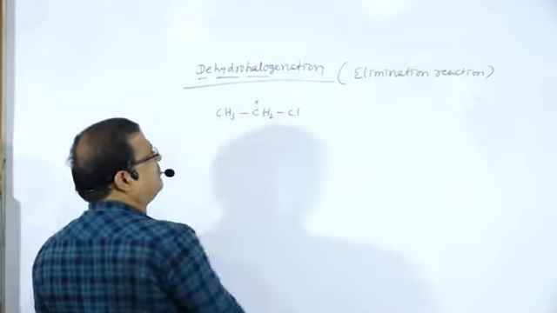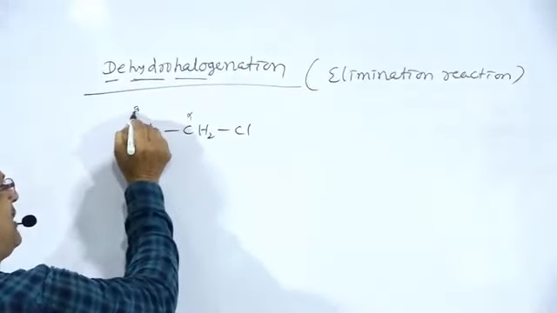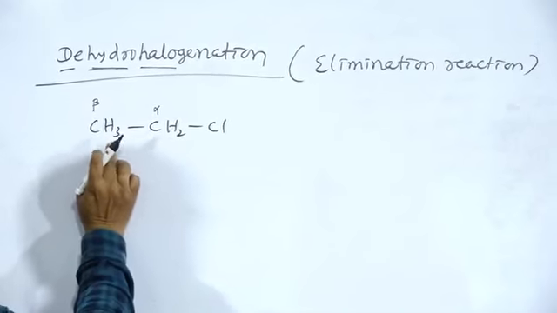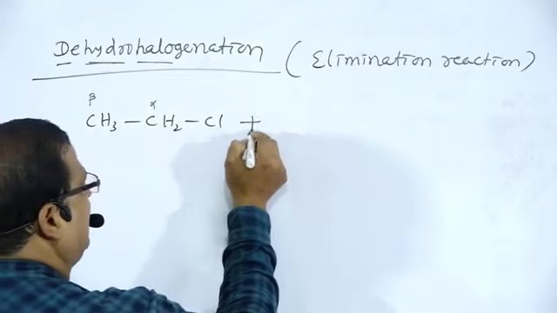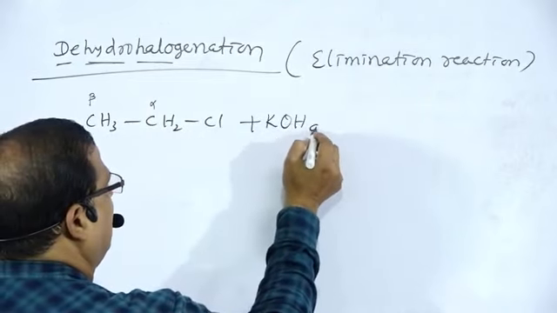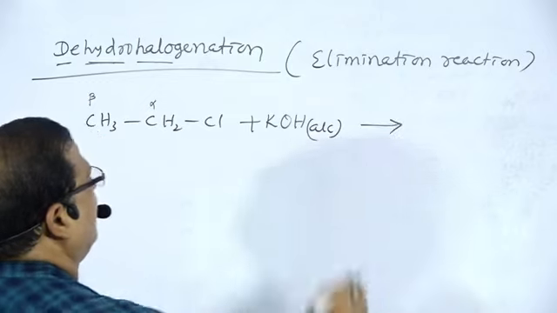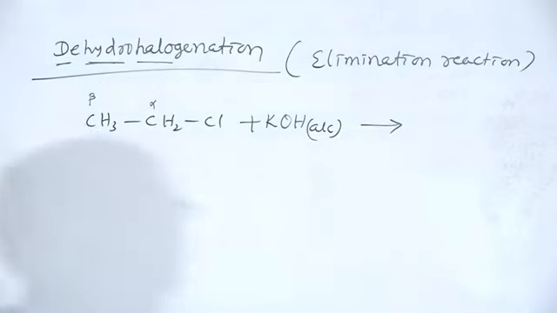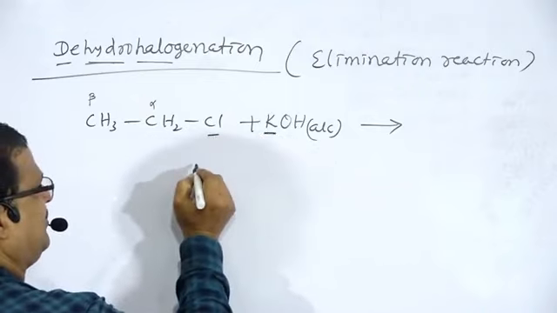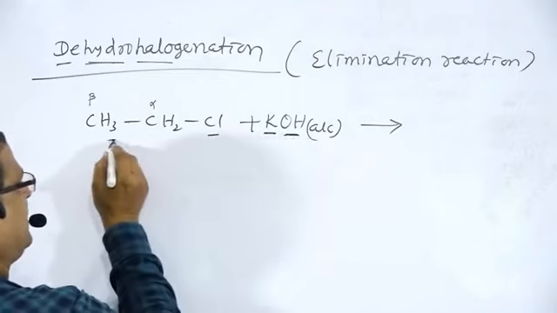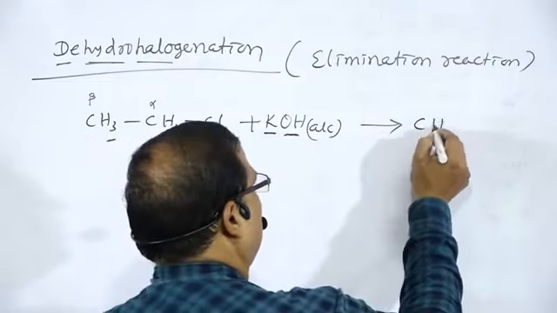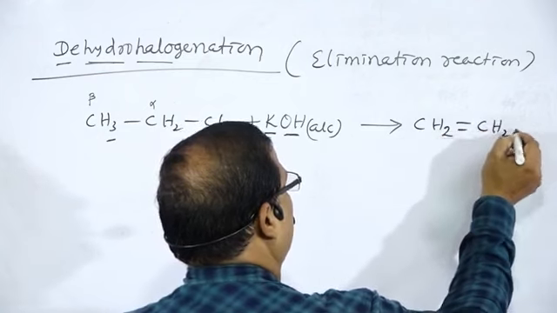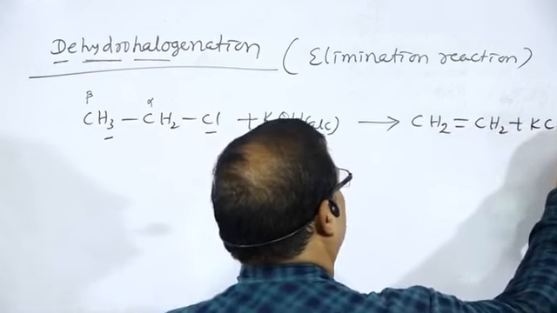The chlorine atom is attached to this carbon atom, which is named alpha, and this is the beta carbon atom, which contains the beta hydrogen atom. This has been treated with alcoholic KOH. The K part and Cl part are removed in the form of KCl, and the OH part and H part are removed in the form of water. So there is the formation of CH2=CH2 plus KCl plus water.